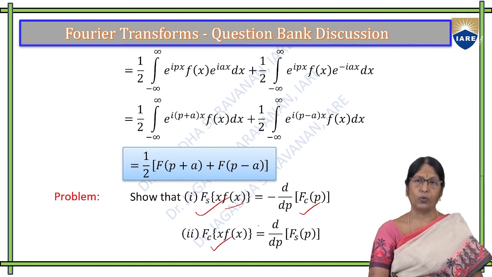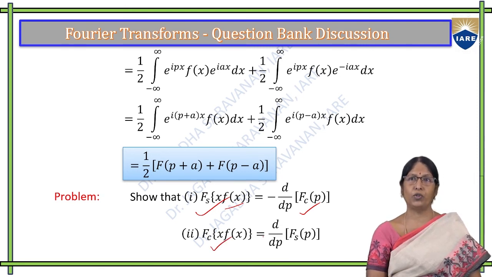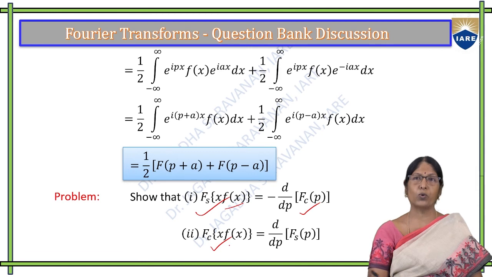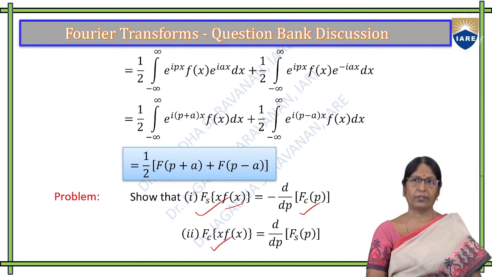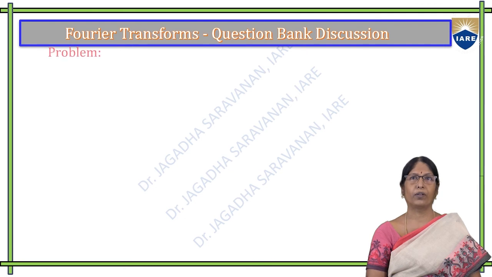And one more, which should specifically be applied: the Fourier cosine transform of the function f of x, if it is multiplied by x, is nothing but the first derivative of the Fourier sine transform of p.